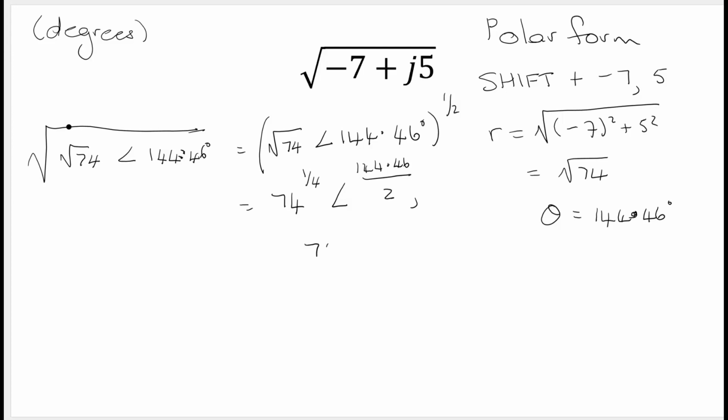Because there are two roots, they're equally spaced by 180, so the next one will be the same length, angle 144.46 over 2, but a further 360 over 2 further round. So we could do the arithmetic. At this stage, we can find the decimal version of 74 to the power of a quarter if we want to. I think it's about 2.94. So 144.46 over 2.